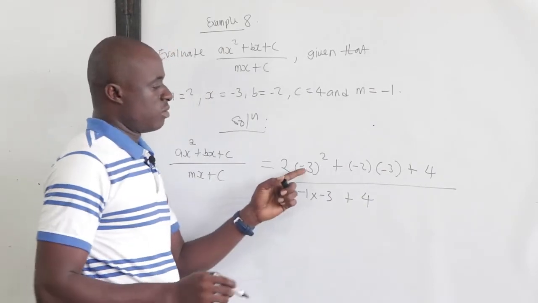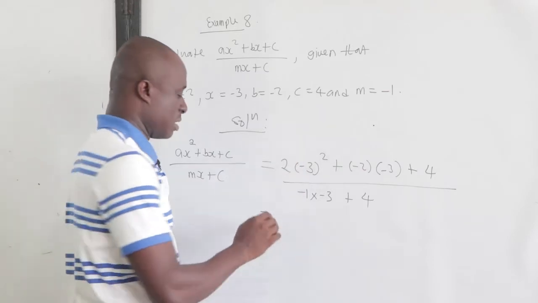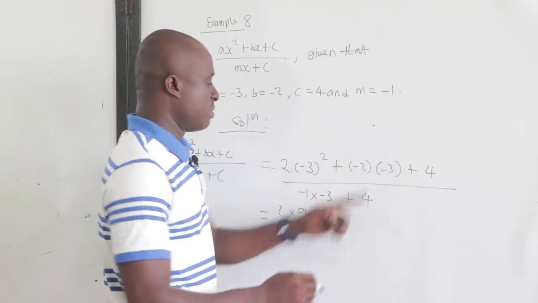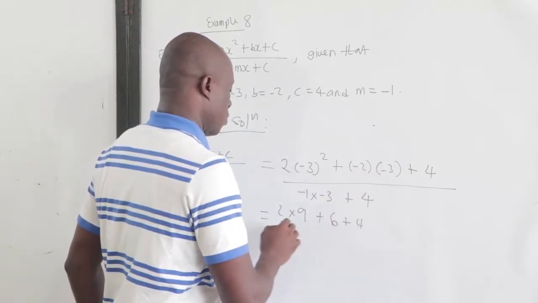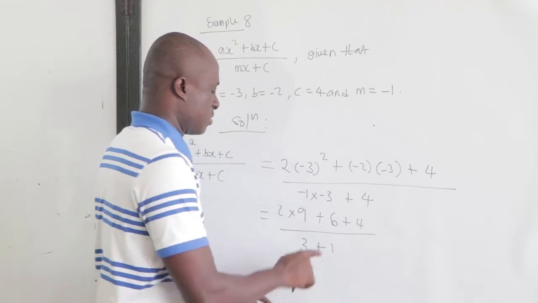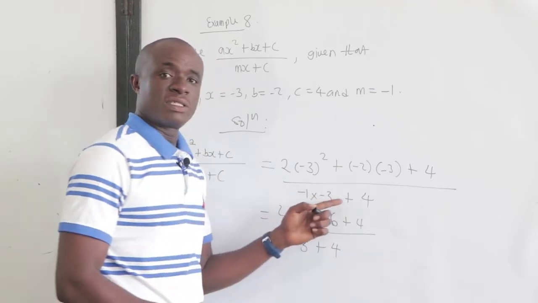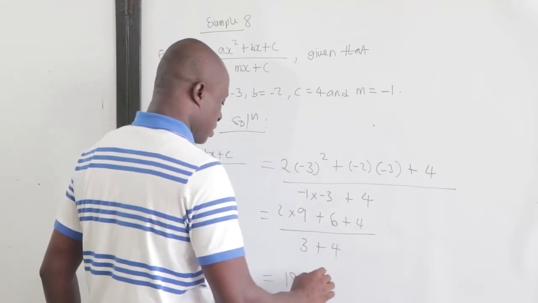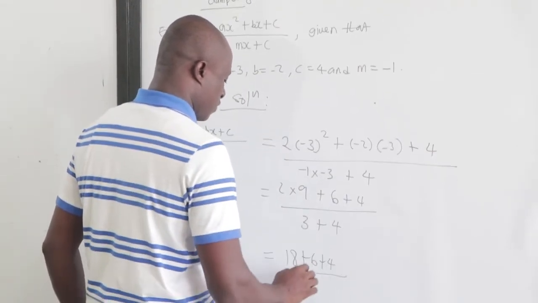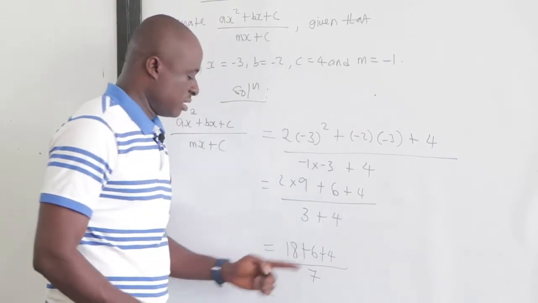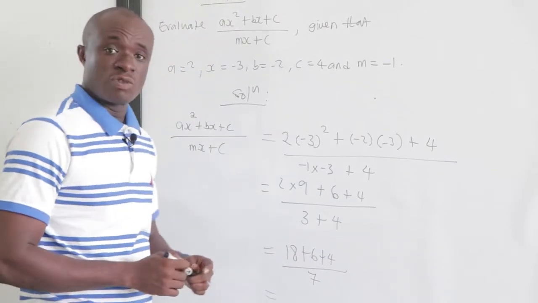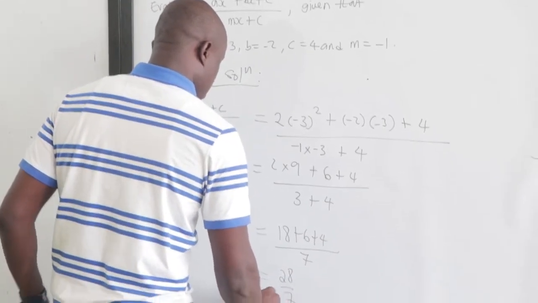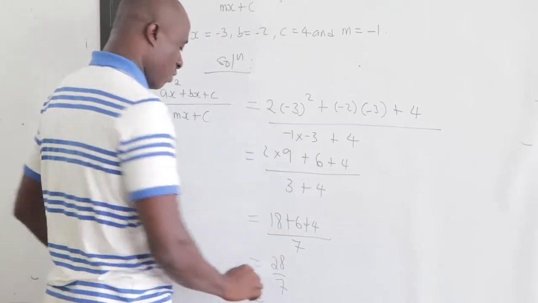Now with this, we know bracket first. So negative 3 squared, that is 9. So we have 2 times 9 plus negative times negative positive. 2 times 3, we have 6 plus 4 all over 3 plus 4. Negative 1 times negative 3. 2 times 9 is giving us 18 plus 6 plus 4 all over 3 plus 4. This is giving us 7. Now 18 plus 6, that's 24. 24 plus 4, that's 28. 28 all over 7. 7 will go into 28, that is 4 times.